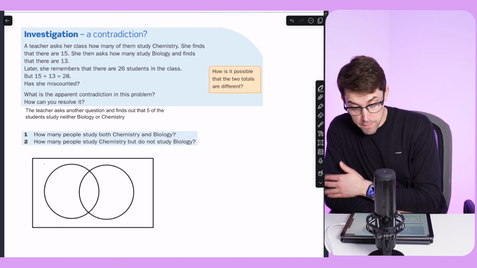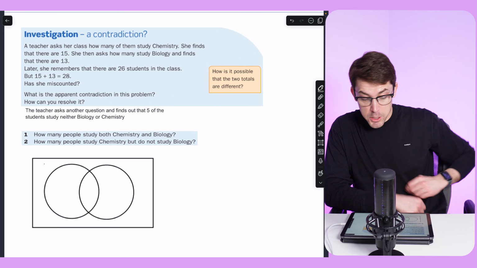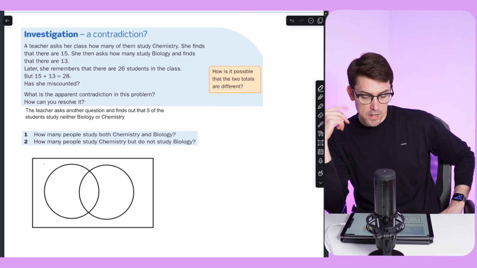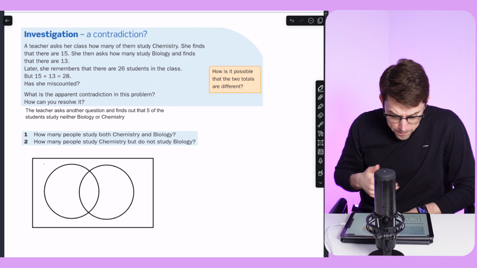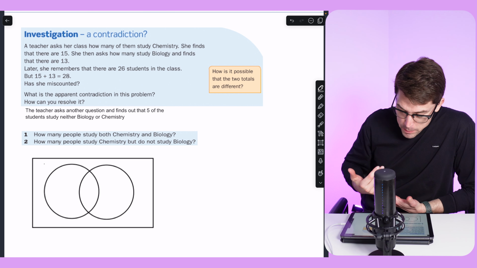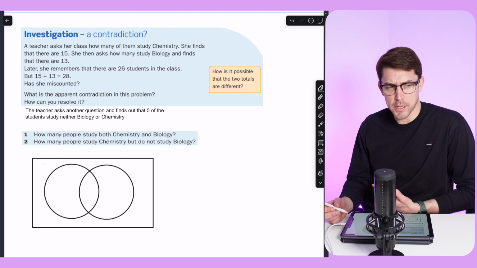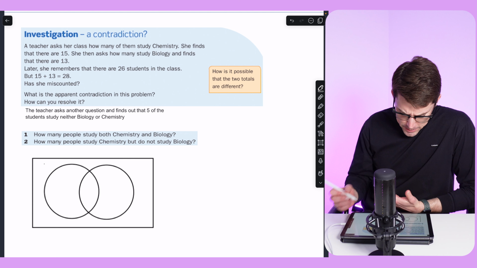So let's say a teacher asks how many of their students study chemistry, and then finds the number for biology, same thing. But she remembers that there's 26 students in the class. So if 15 people said chemistry and 13 people said biology, there's 28 people. What's going on? Well, how can we go about representing this data visually and see if there is a miscounting error? Well, let's think about this.